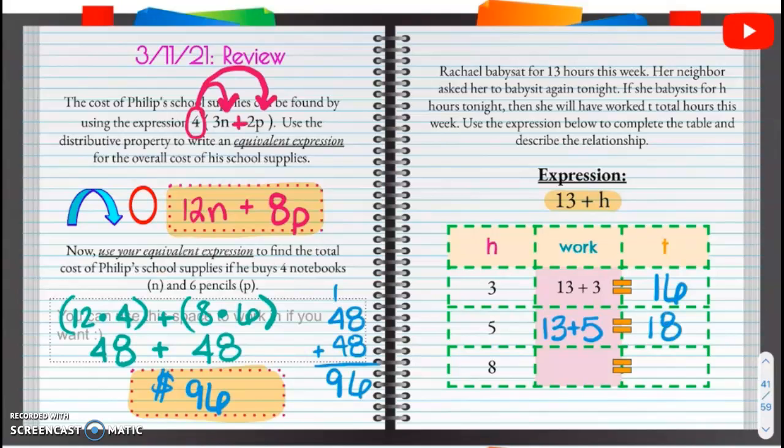18. What if she worked 8 more hours? She started with that 13, and she worked 8 more hours. If we have 13 plus 8, we'll get 21. So 13, 14, 15, 16, 17, 18, 19, 20, 21. And that's going to be it for our review. Great job.